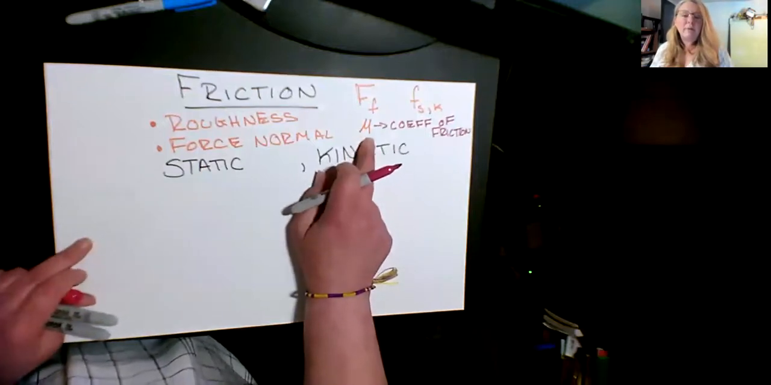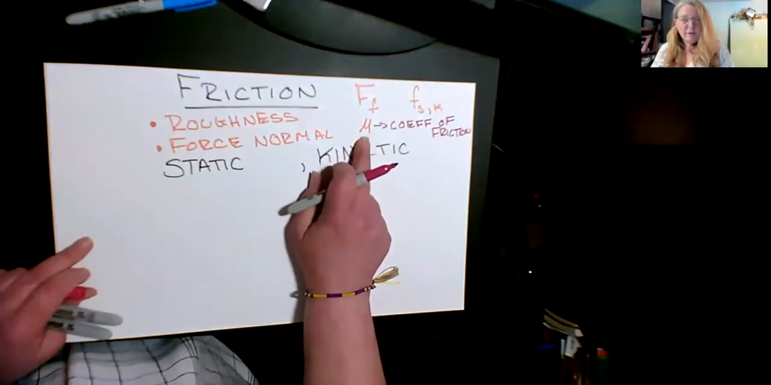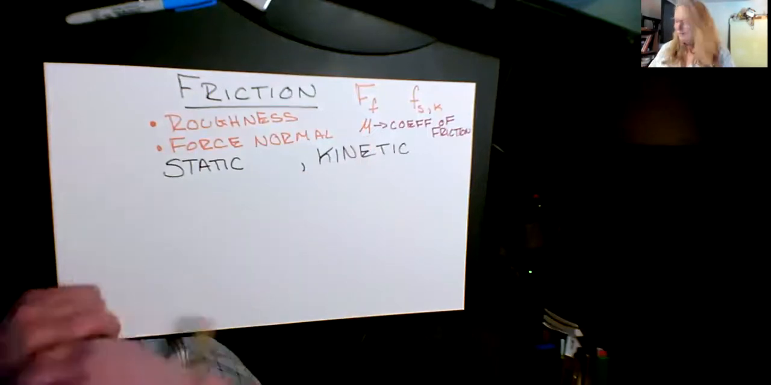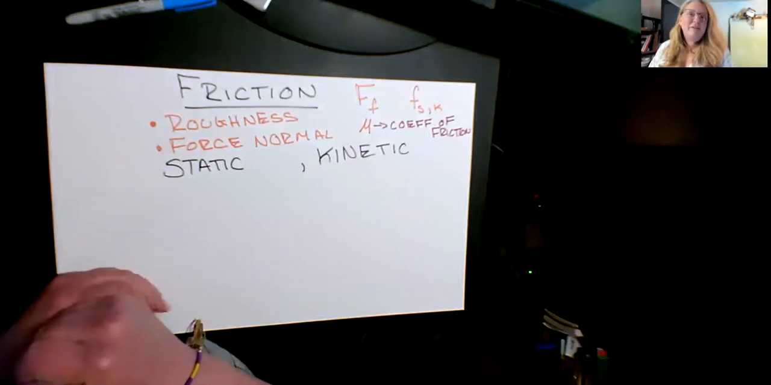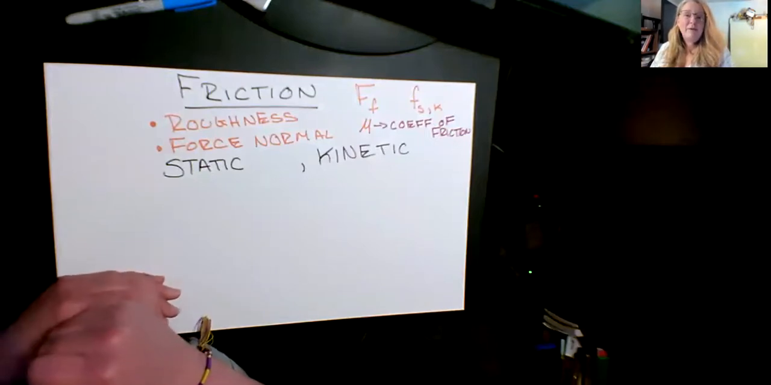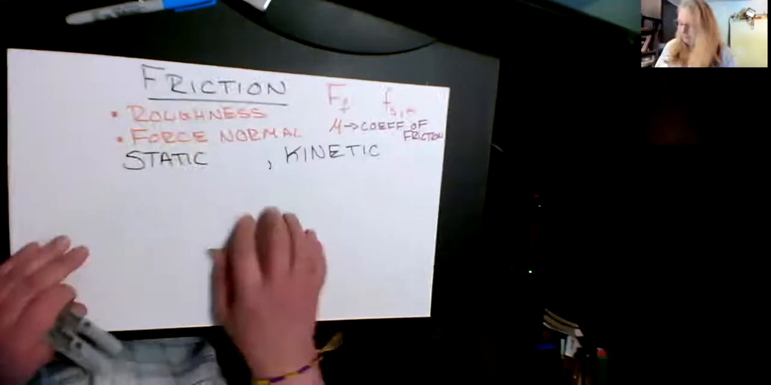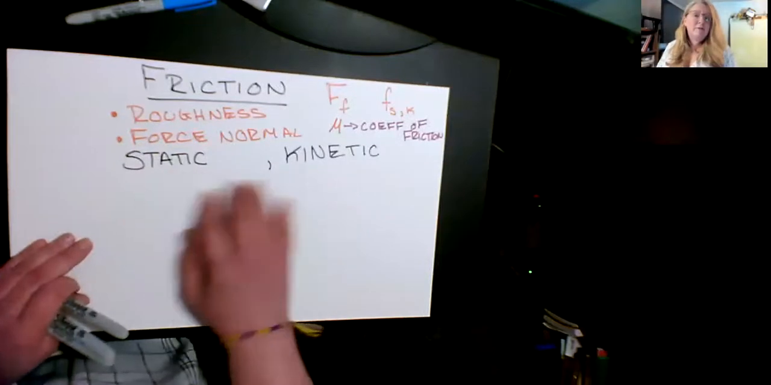And probably one of the more common questions I get is, can this number be greater than 1? And one of my favorite things to do is to give you an exam question that has it turn out to be greater than 1. So it's not limited. It can be greater than 1. It just can't be negative, because that would be odd. And we'll talk about that a little bit more. And so we have two different types of friction.